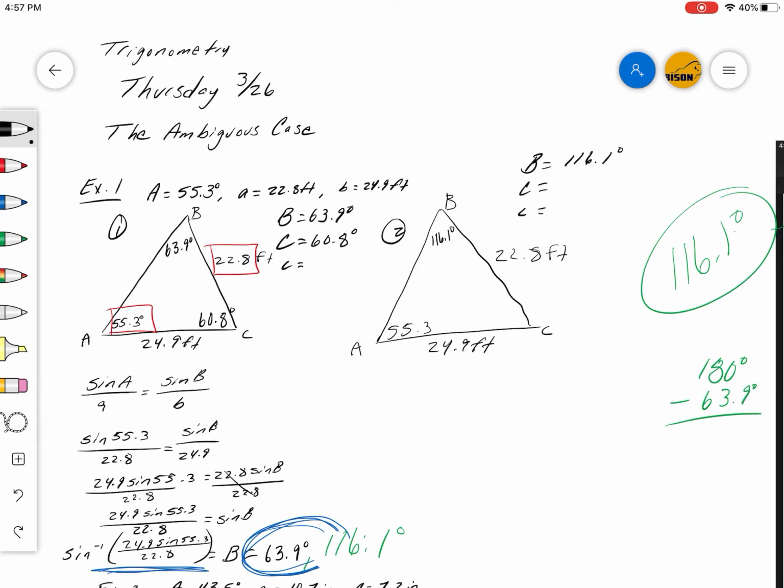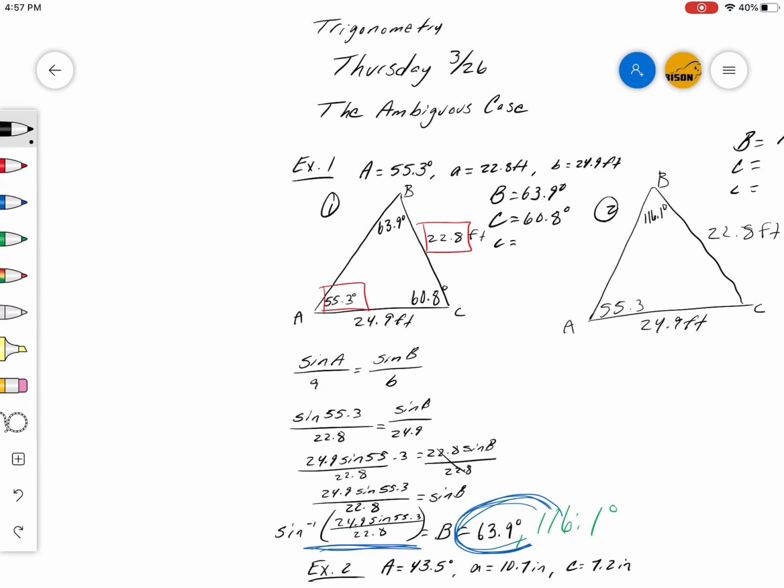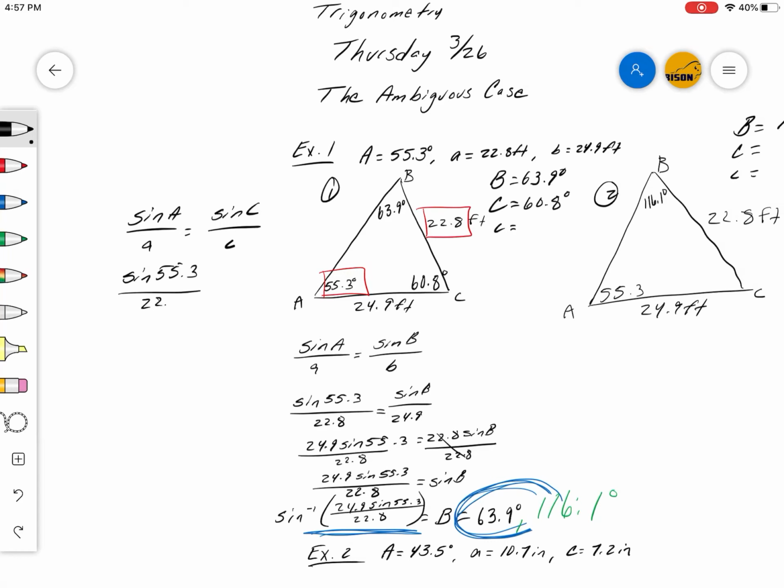The cool thing about this is I've got a control and now I have an angle. So finding side C is just like what we did yesterday. I'm going to use sine of A over A as my control. Now I'm using sine of C to find C. So putting in the information, sine of 55.3 over 22.8 is equal to sine of 60.8 all over side C.